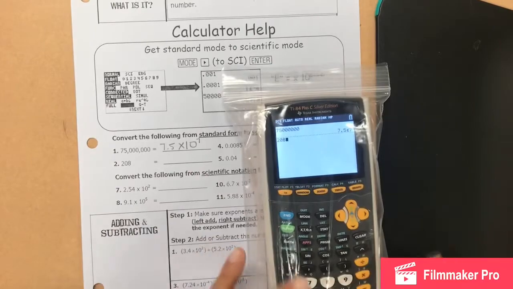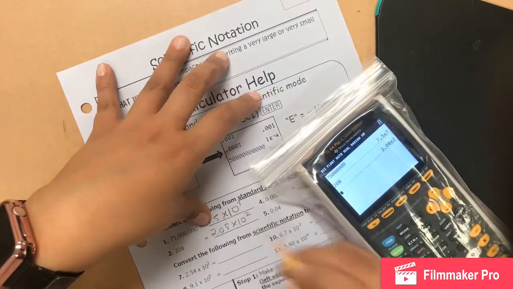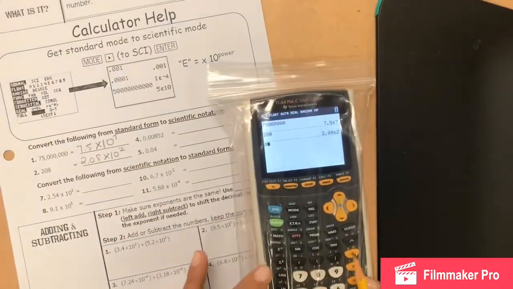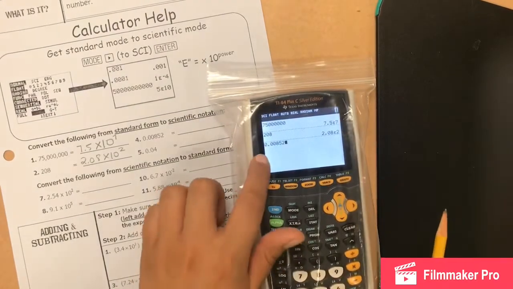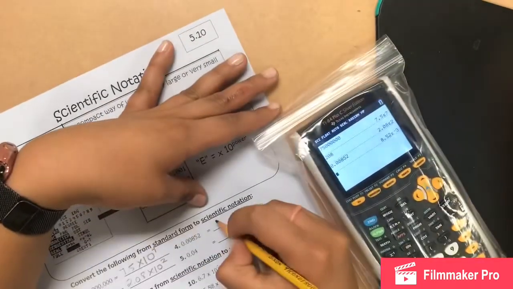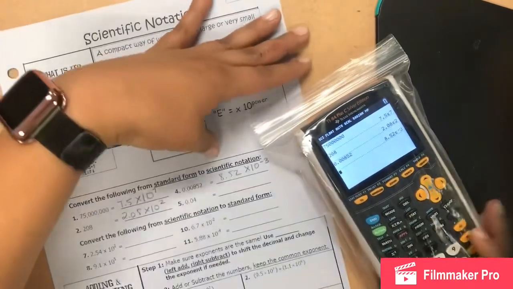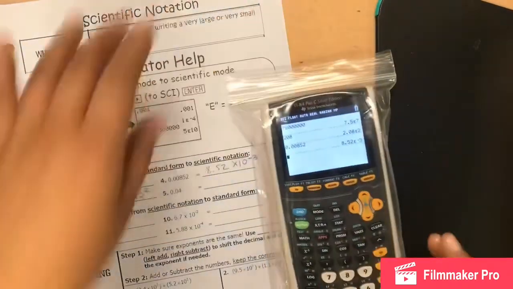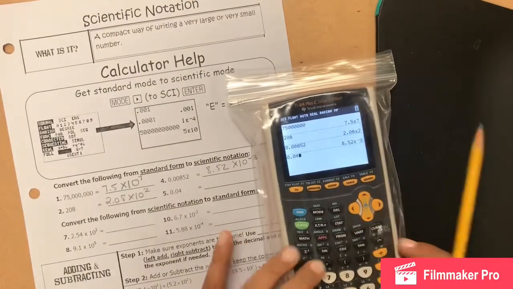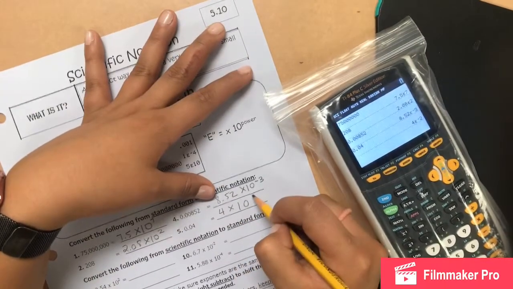Okay? So we're going to do the same thing for the other three. You just type in 208, and I get 2.08 times 10, but my exponent is positive 2. Here again, 0.00852. You do need to include the decimal, and you hit enter. It is 8.52 times 10 to the negative third. This time the exponent is negative. And then lastly, 0.04, hit enter, is 4 times 10 to the negative 2.